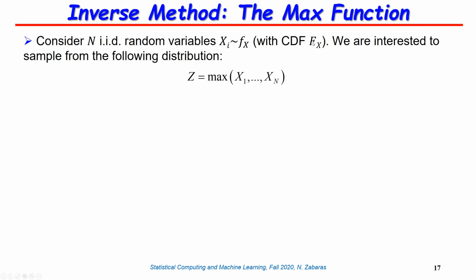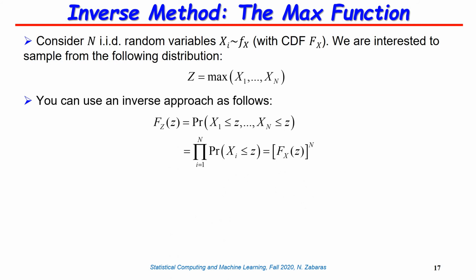Okay? Now what I want to do is sample from the underlying distribution of this random variable z that is the maximum of x1, x2 to xn. And I'm going to try to do this with the inverse method. Remember, to apply the inverse method, you need to know the CDF of your random variable, so we need to compute the CDF of z. And the only thing we know is the CDF of each of these x's, that they are IID.